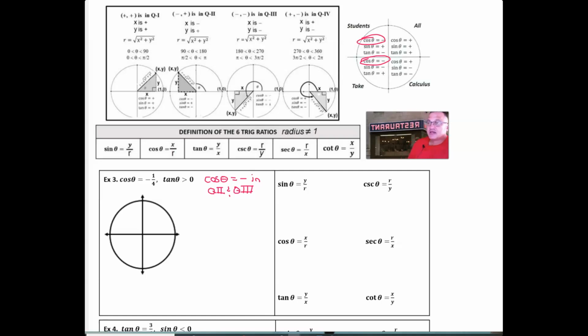Now, at the same time, you're told that tangent is positive. So tangent is positive, and it's positive in quadrant 1 and 3. So now we can deduce that the quadrant that they both share is 3, so that's where our angle is going to be. It's going to be in quadrant 3. So we're drawing this triangle now.